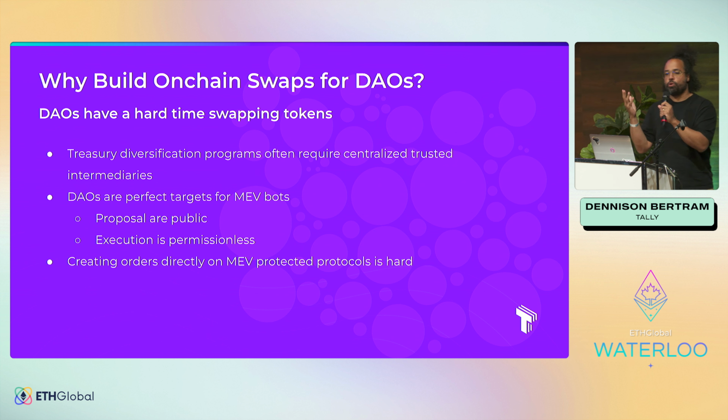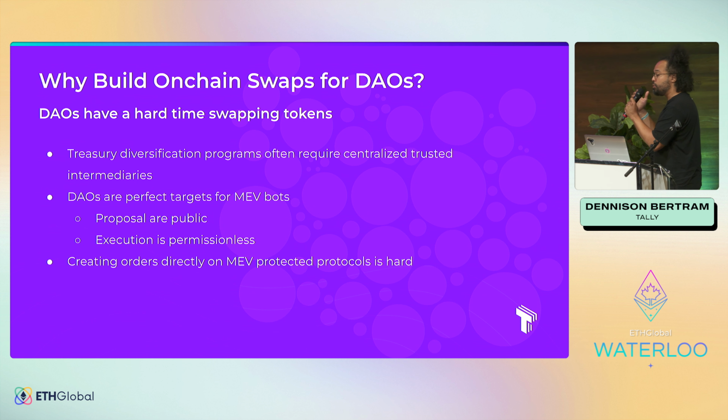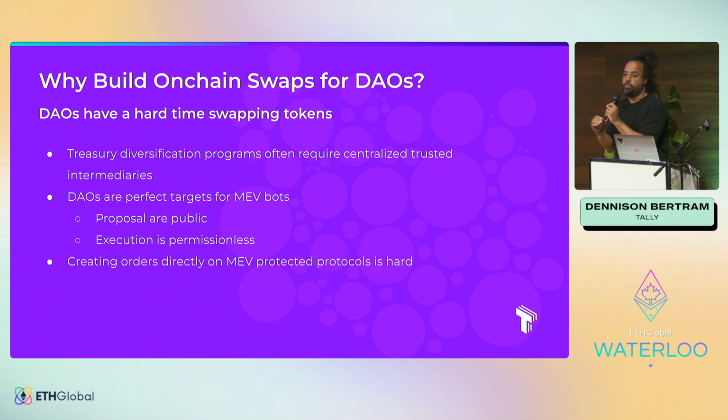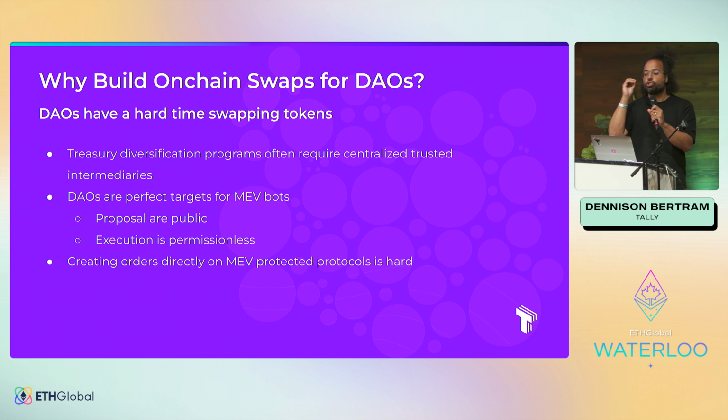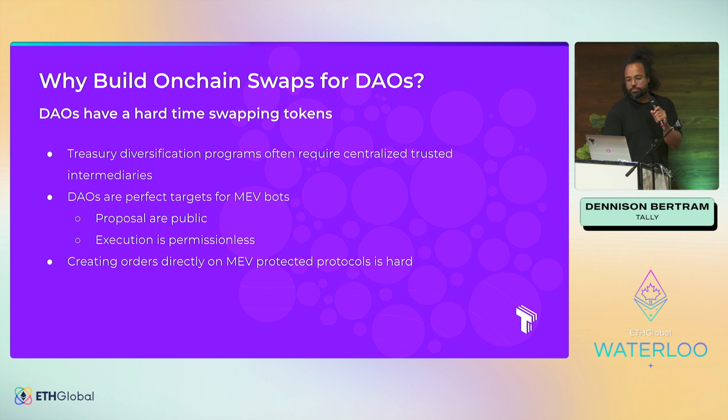You don't want to be the person who creates the smart contract order by hand manually that loses money for your DAO, right? There's a lot of people with great ideas out there for treasury management, and for swapping tokens, but everyone is a little bit afraid to be the person who actually does it, right? Because sometimes these communities can be very unforgiving of mistakes. So creating orders directly on MEV-protected protocols is very hard.